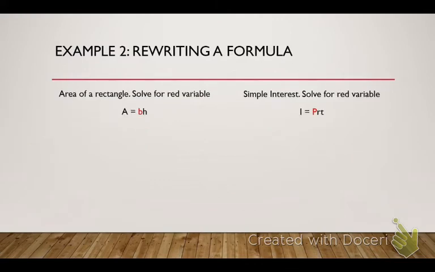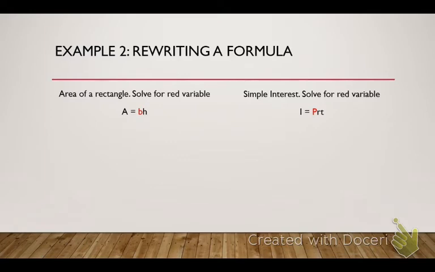Okay? Okay, so in example 2, we're rewriting a formula. So now instead of it being an equation, it's a formula. We've learned a lot of these formulas, okay? The first one's on the board. What's the area of a rectangle? A equals base times height, okay? So you know that one. What about area of a triangle? Say it with me. A equals 1/2 base times height. What about parallelogram? A equals base times height, BH.